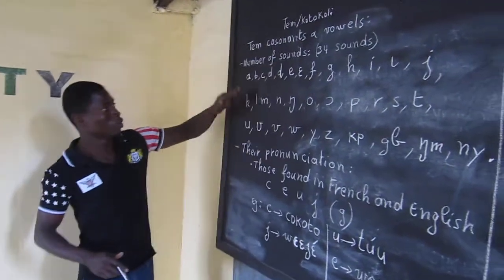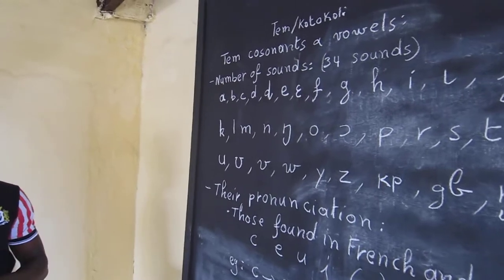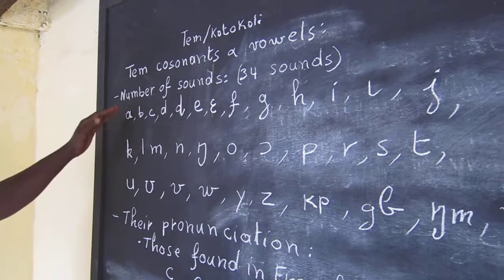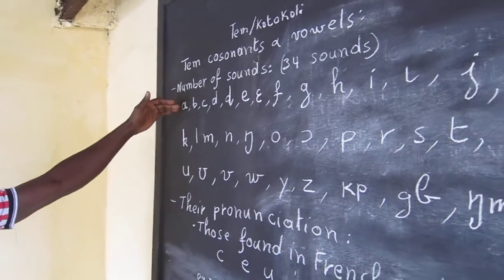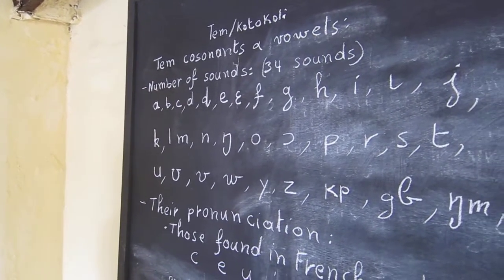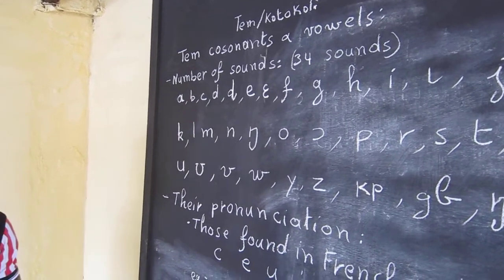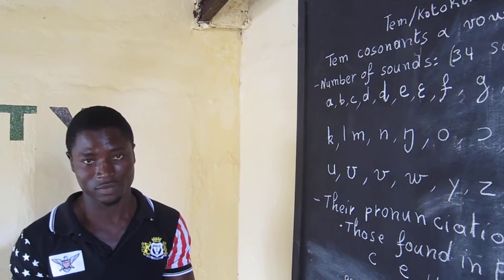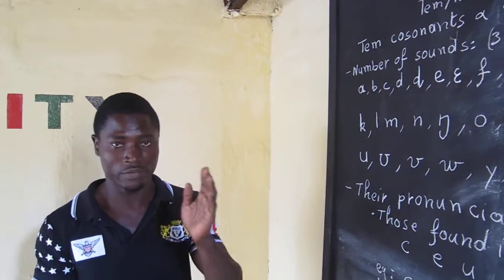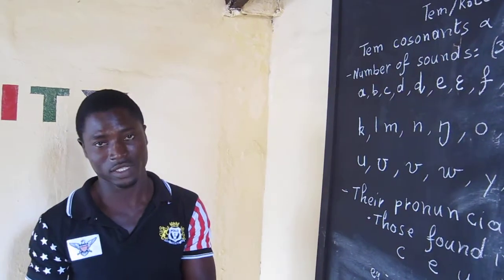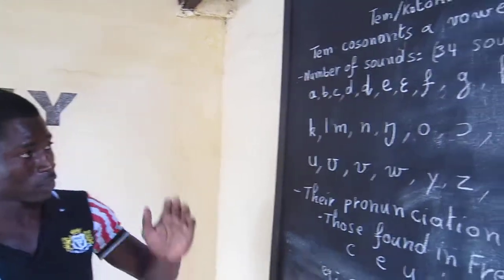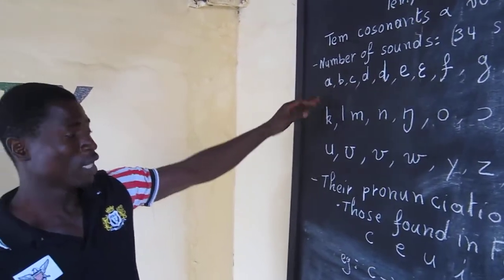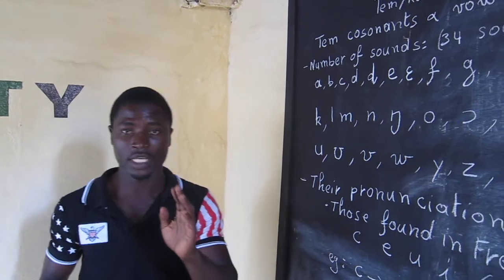First of all, we have Tem consonants and vowels. Number one, let's start with Tem sounds in general. In Tem we have 34 sounds, and we have vowels and consonants. Talking about sounds in general, let's pronounce them the way they are pronounced in Tem.